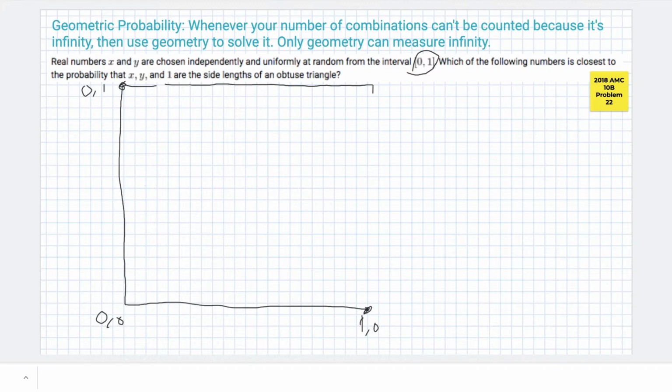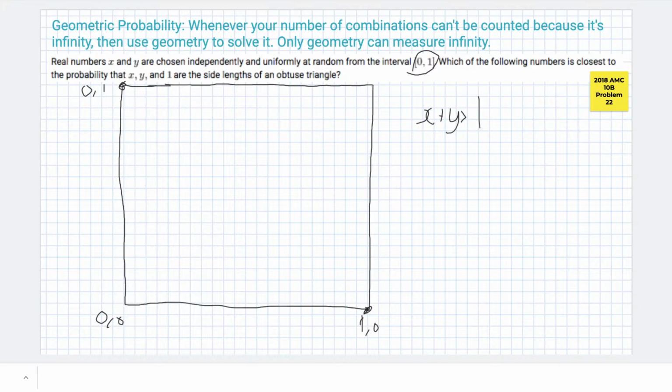And after this, now we're going to use some geometric relationships. So it says, which of the following numbers is closest to the probability that x, y, and 1 are the side lengths of an obtuse triangle? Now for this to be a triangle, if you take the sum of two of the side lengths, it has to be greater than the third side. So pretend we take the two side lengths of x and y. That means x plus y has to be greater than 1 because of the triangle inequality.